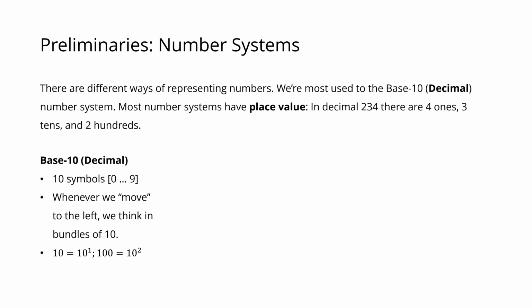Now, there are different systems to that. While the decimal system works quite well for humans, the binary system works extremely well for computers. In the binary system, we have 2 symbols, and that is 0 and 1, bits.